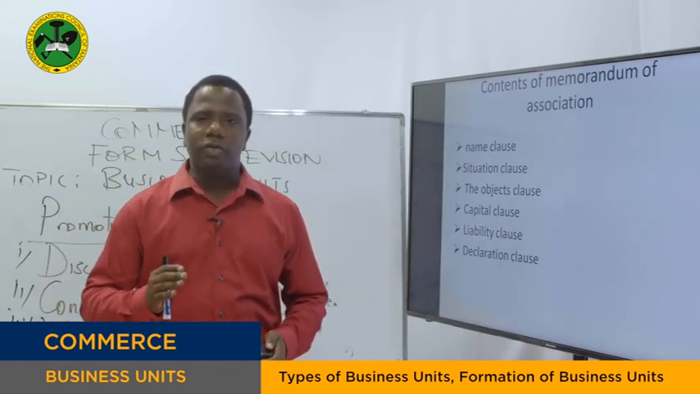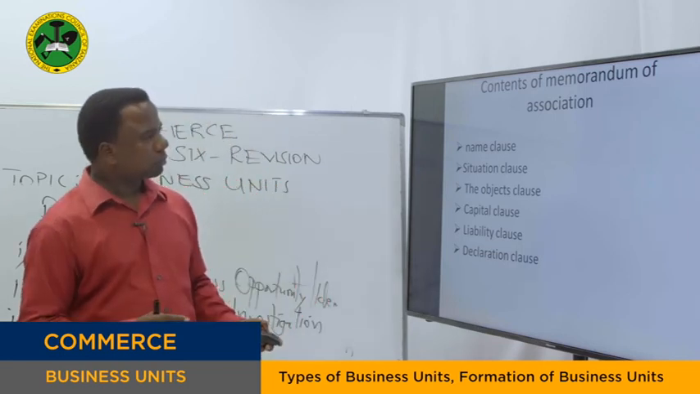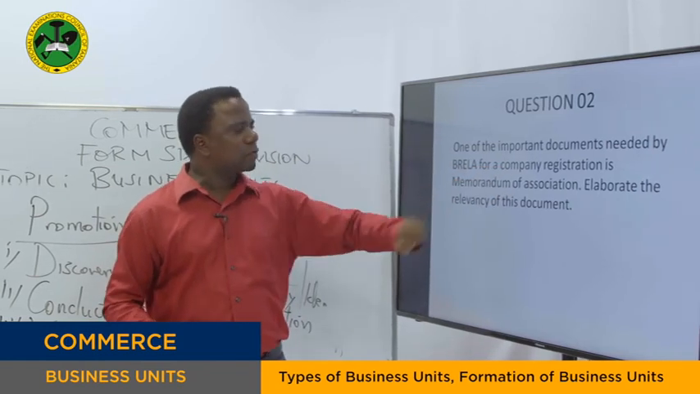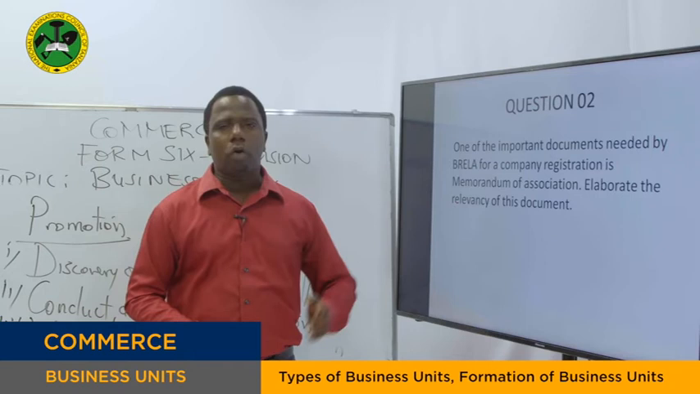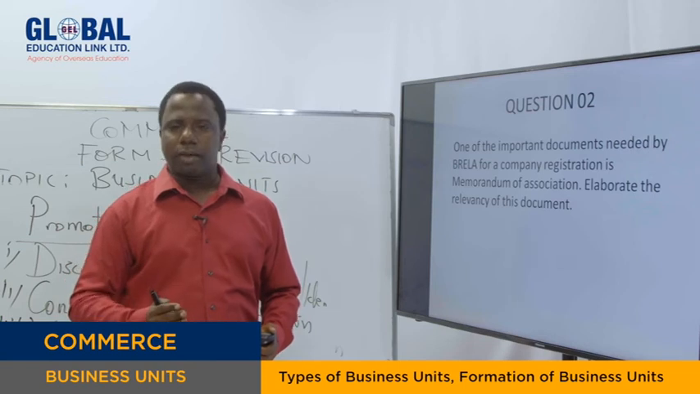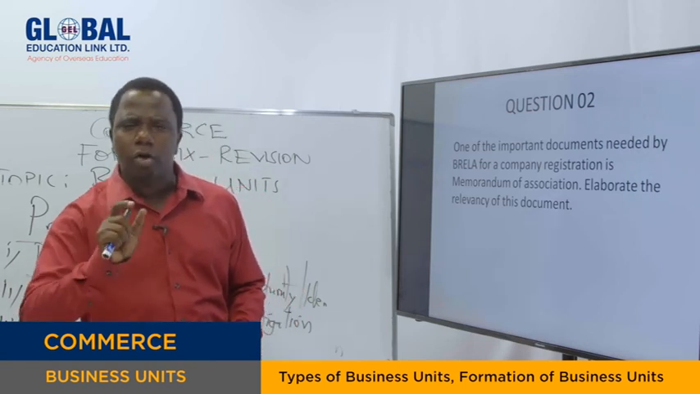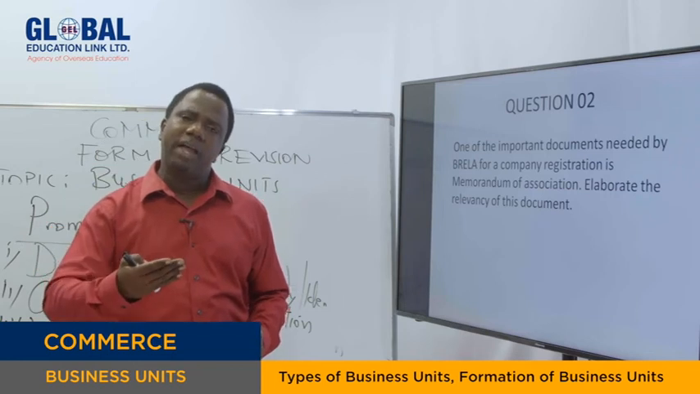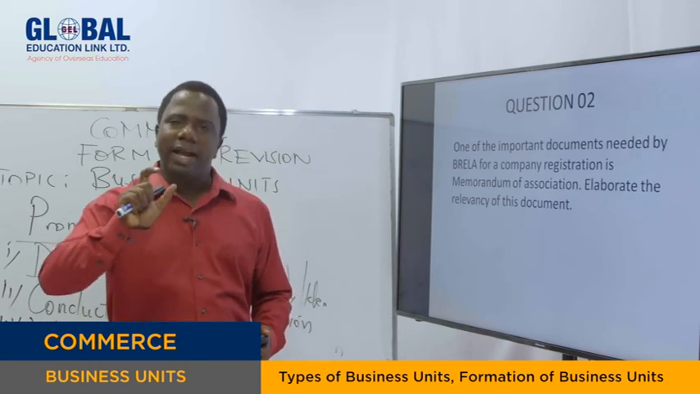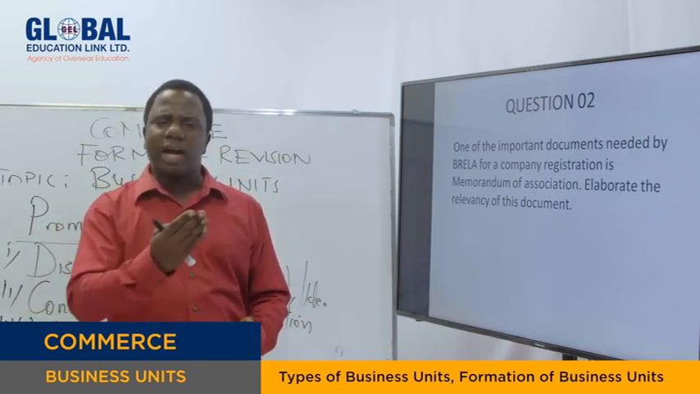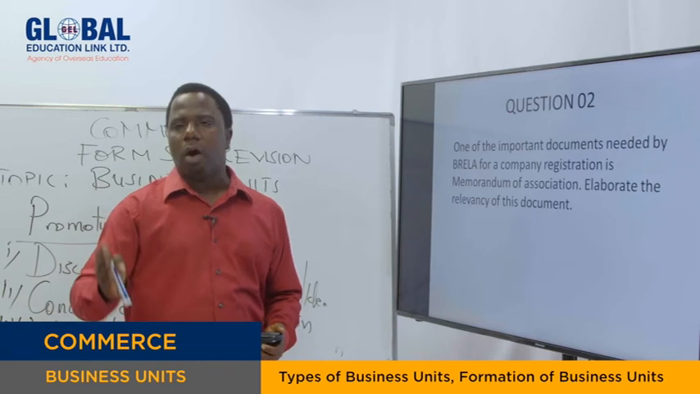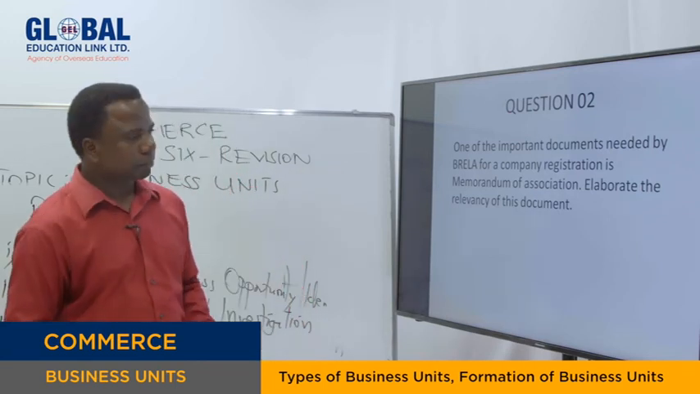Now a question of interest here is: one of the important documents needed by BRELA for company registration is Memorandum of Association. Elaborate the relevance of this document. You answer this question by showing those contents and showing the relevance of each content. For example, the name: what is the relevance of a name in the Memorandum of Association? Or what is the relevance of liability, to show that this company is a limited liability company, meaning that personal property will not be touched in case of liability of the company.